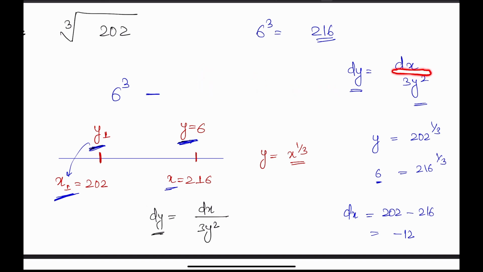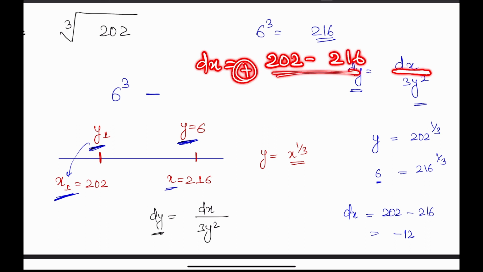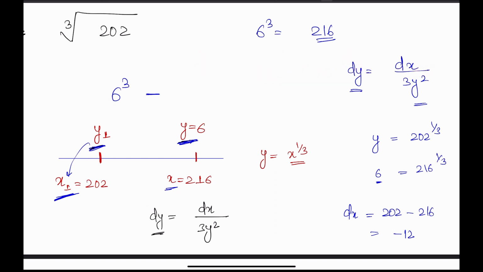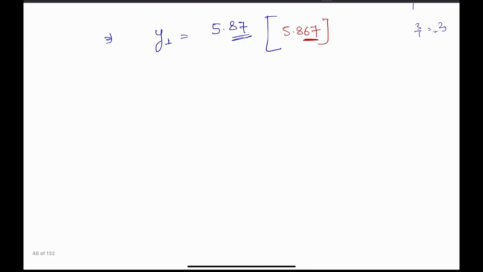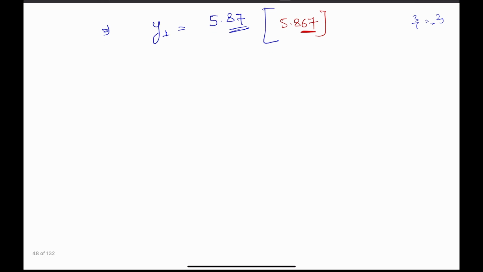Just remember this dx. How will the dx be calculated? There is nothing to it: the value given to us in the question, 202, minus the value we know, 216. Remember this one, everything plus the value given, the value we know. Let me just write it simply so that it will be easy.